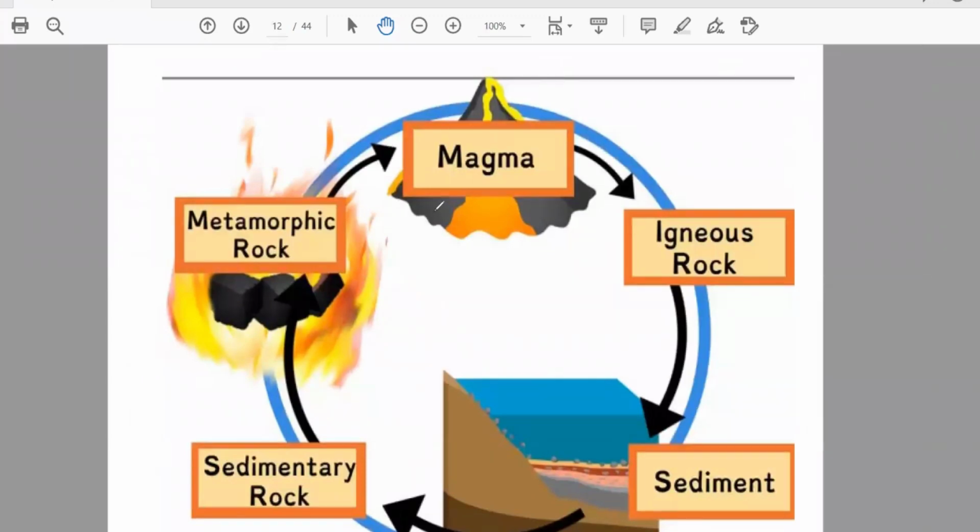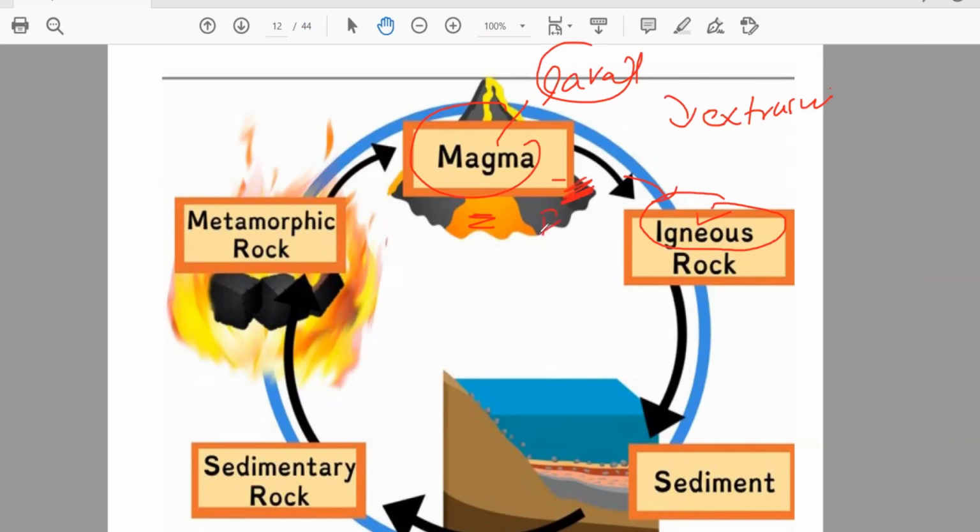What is the rock cycle? For example, you have magma. Magma is under the ground. When it comes out, it becomes lava, and due to that, igneous rocks are formed. If the lava comes out, that rock is igneous rock known as extrusive. And if the magma cools down inside, that is known as intrusive. So magma is converting into igneous rocks.